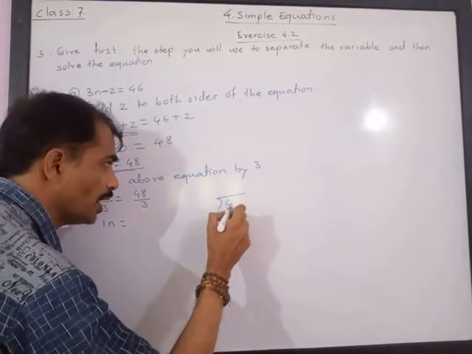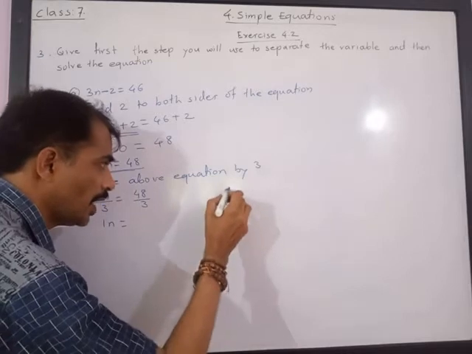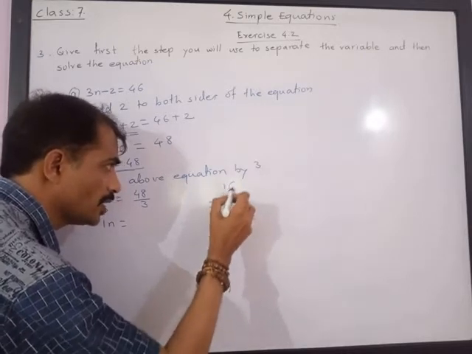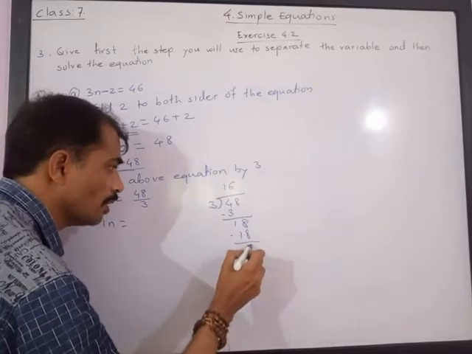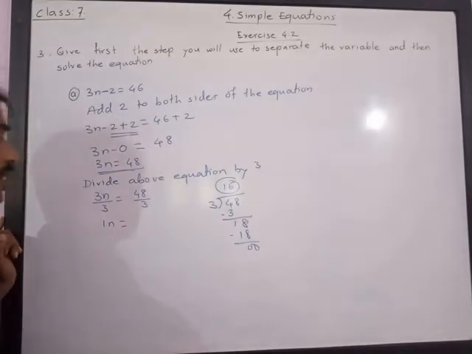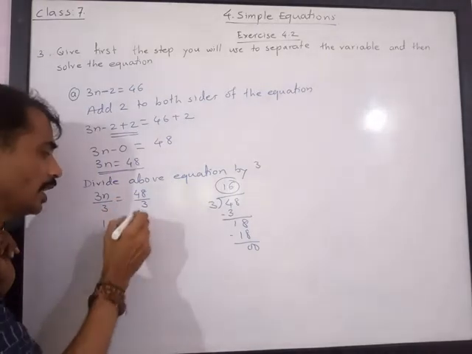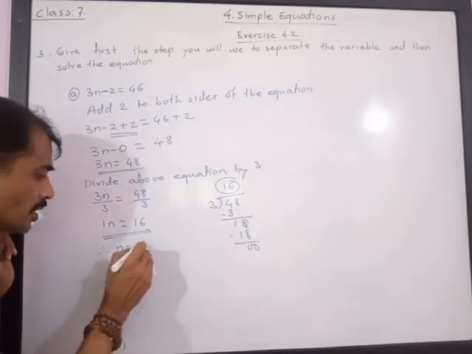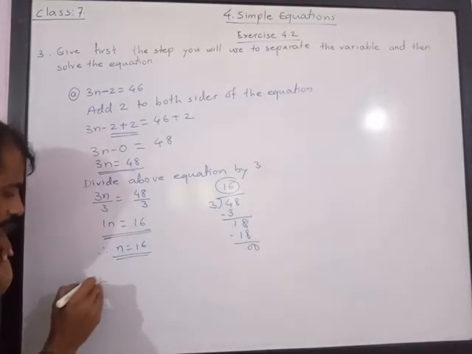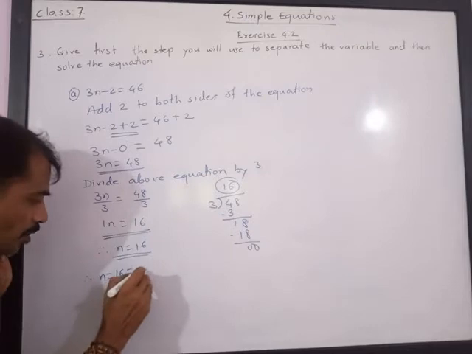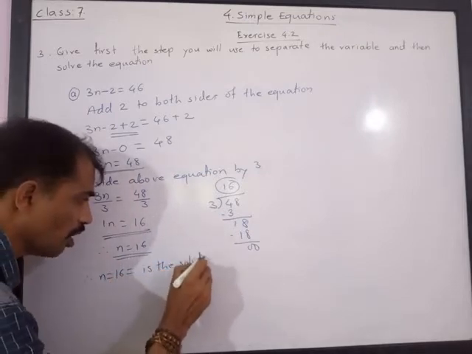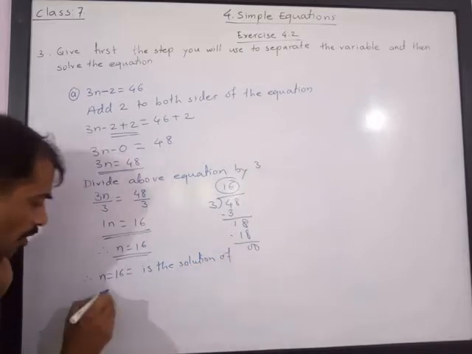If you find it difficult, do the division: 48 divided by 3. 3 ones are 3. Remainder is 1, then 8. 3 sixes are 18. So remainder is 0. We have got the answer 16. It means 48 divided by 3 is 16. 1n is equal to 16. It means n is equal to 16. Therefore, n is equal to 16 is the solution of the above equation.